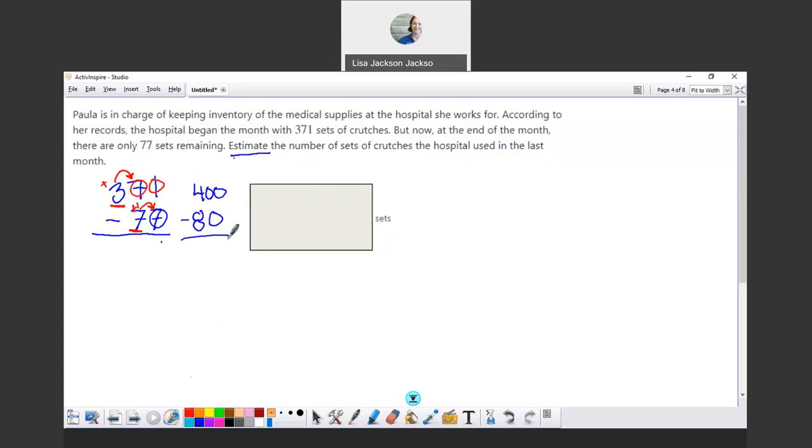So now we're going to subtract 400 minus 80. So if I pretend that's like a 10 and that's an 8, view into my brain. So we would have 320 going right here. It's estimated that they gave out 320 sets of crutches in a month.